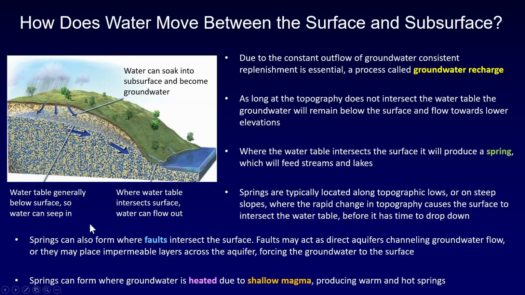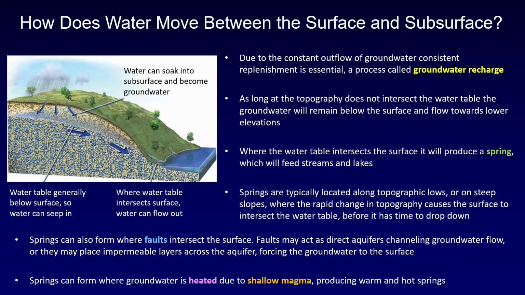Now, in the case of that diagram, once again, we have a situation where the surface is intersecting the water table, but if that doesn't happen, the groundwater will keep flowing along with the slope of the water table. Now, where the water table does intersect the surface, it will produce a spring, and that spring can feed lakes and rivers. So springs are typically located along topographic lows or on steep slopes.